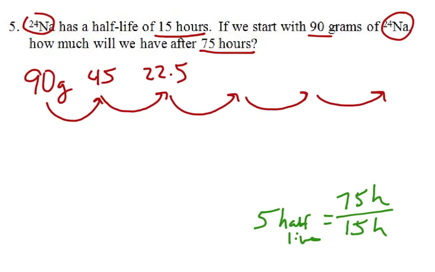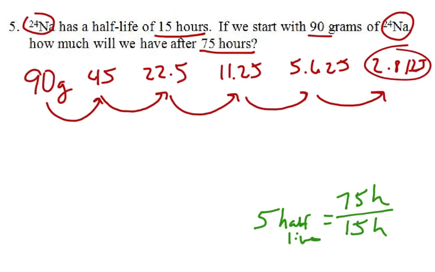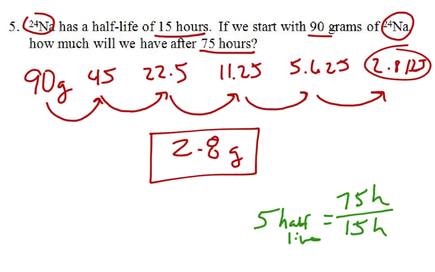And for this, I think I'll probably have to get out my calculator. So half of 22.5 would be 11.25. Then half of that with my calculator is 5.625. And half of that would be 2.8125. And I would round that off since we're really only working with about 2 significant figures. 2.8 grams would be a great answer for that.